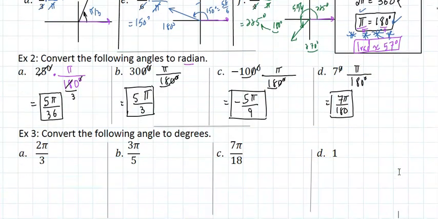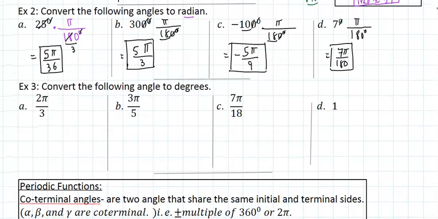Now I want to go backwards. I'm given radians. I want to convert to degrees. Well, again, the golden ratio, we already know what that is. That's pi and 180. Since I want to go to degrees, I want degrees at the top, radians at the bottom. Pi will always go with radians. 180 will go with degrees. Those cancel out. 3 divides 18 6 times 60. 2 times 60 is 120 degrees.